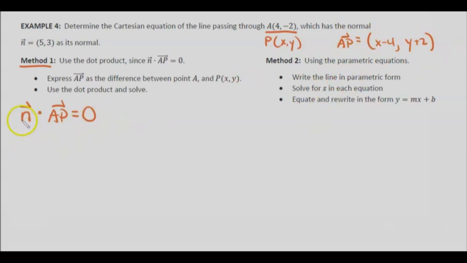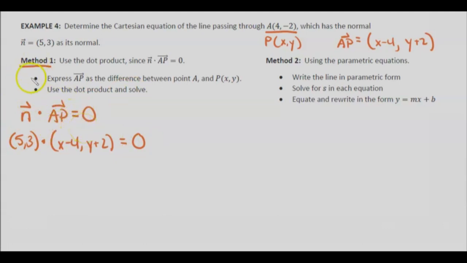Now, let's fill this in. n is (5, 3), and then we're going to dot it against (x minus 4, y plus 2). Okay, and that is going to equal 0 because, again, the normal is going to be perpendicular to our vector.